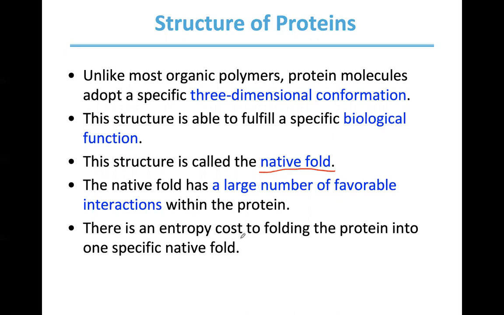Every time you have some kind of organization, the native fold means that the protein adopts a structure where every amino acid has a specific spot. Every amino acid has a specific interaction with another amino acid within the protein, or has a specific location within the protein or on the outside of the protein. And that comes with an entropy cost, right? So entropy wants to make the protein totally unfolded.